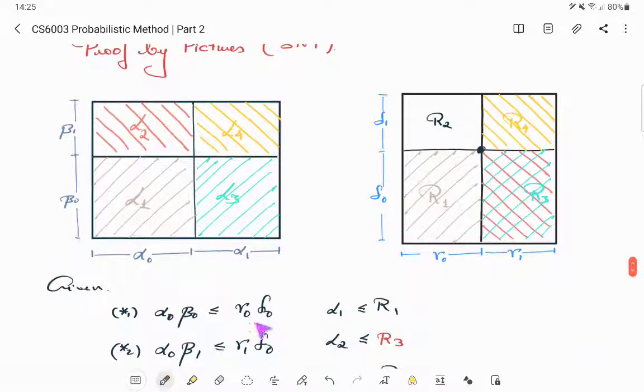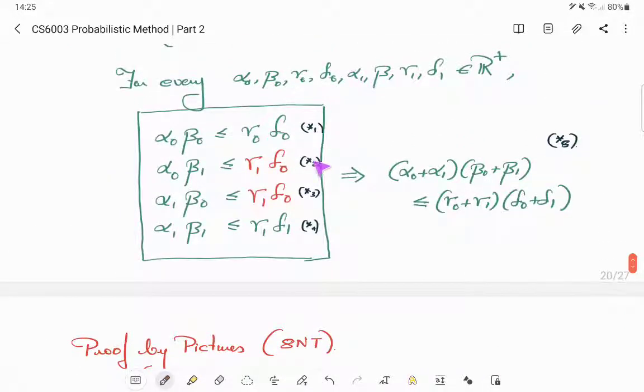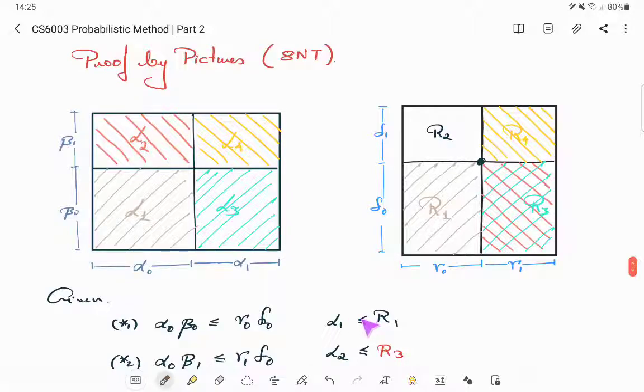I have actually written it here. This is star 1. Remember, this is star 1, star 2, star 3, star 4. And the conclusion I call star 8, which is what we want to prove. So star 1 essentially says the area of L1. When I say capital L1, I mean the area of L1. So L1 is less than or equal to R1.